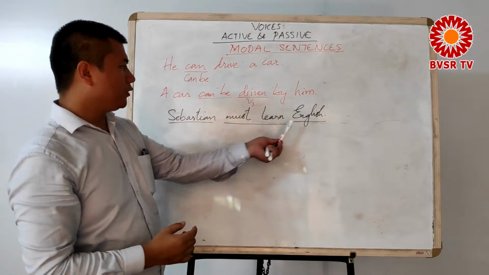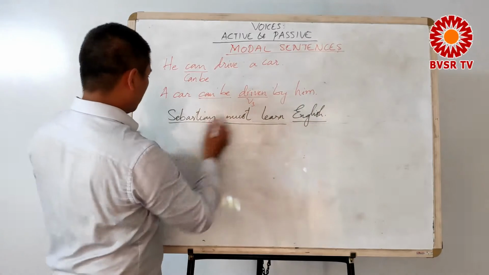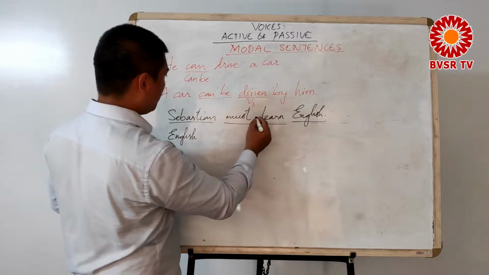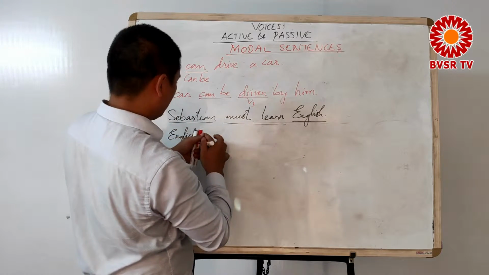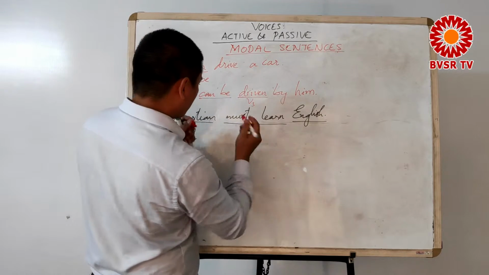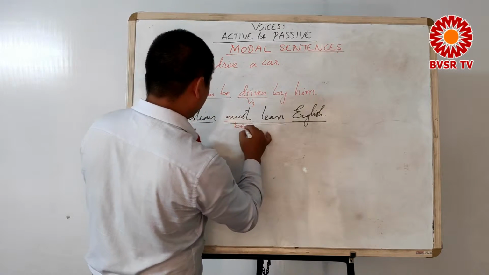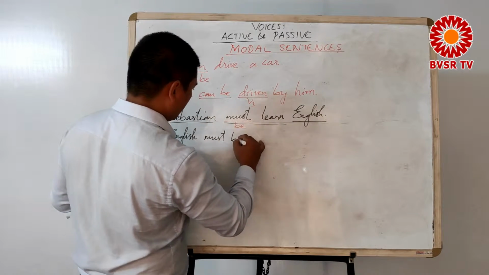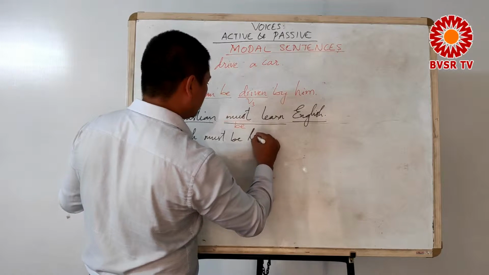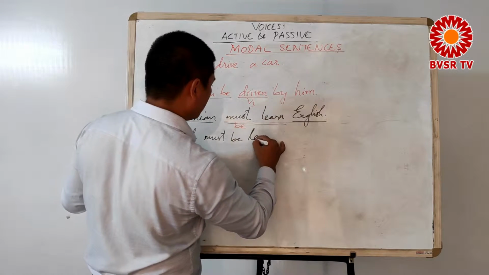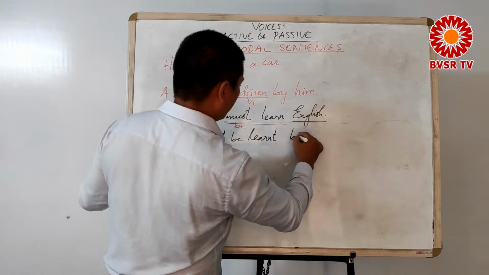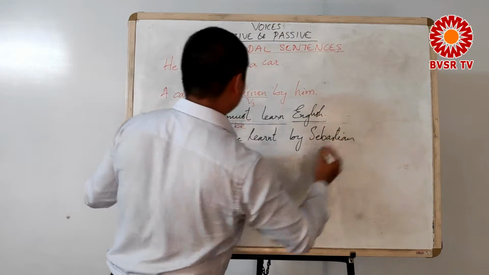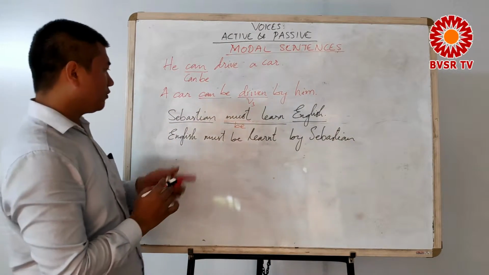Now, how to convert into passive voice? English must, as I said, this must will be in passive voice, it should be must be. Keep in mind. So English must be learned, learned into V3 will be L-E-A-R-N-T, learned by who? By Sebastian. So this is how you convert into passive voice of the modal tenses.